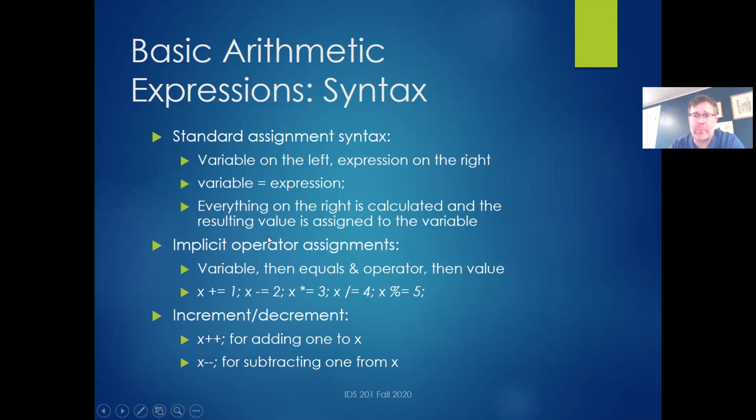Another one is an implicit operator assignment. That's where you're applying an operation to the variable itself. In that case, you put the variable, then an operator and equals together, right? So plus equals one, and then the value. So this first statement, x plus equals one, just means add one to x. So it's shorthand for x equals x plus one. Likewise, minus equals two, so subtract two from x, times equals three, multiply x by three, divide equals four, x equals x divided by four, and modulo equals five, then you basically do the modulo five. So divide x by five, and then x equals the value of any remainder.